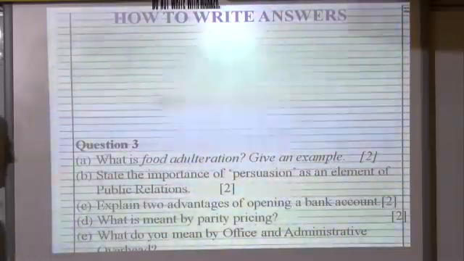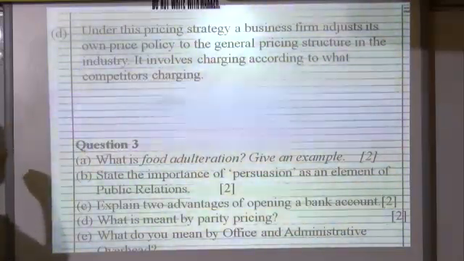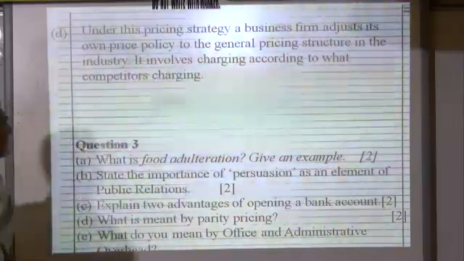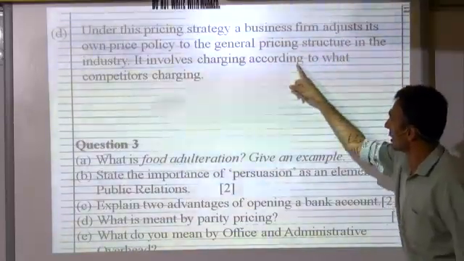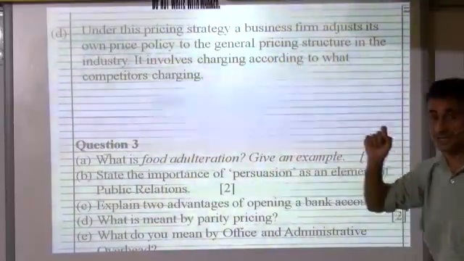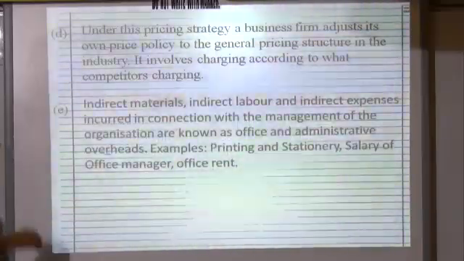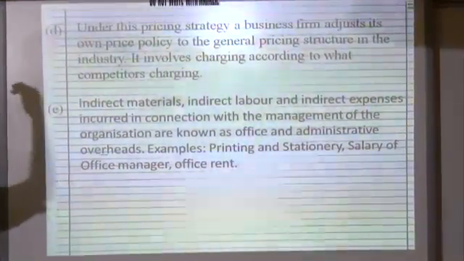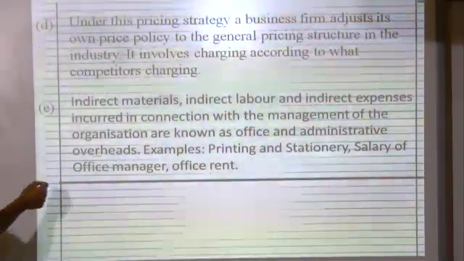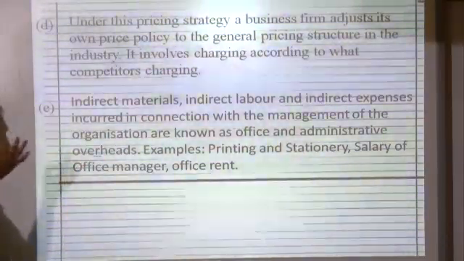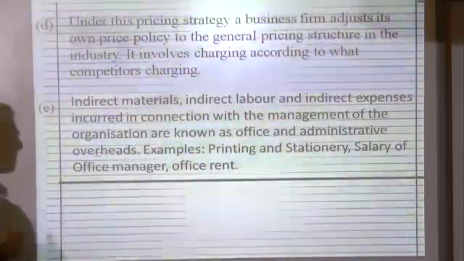Question number D, what is meant by parity pricing? Here again, in the answer to question D, the keywords are used: adjust its own price policy to the general pricing structure, charging according to what competitors are charging, right? These are the keywords. So pay attention to the keywords that you use in your answer. Number E, then you have already answered all the 5 sub-numbers. So after you have finished answering the question, guys, draw a long line to indicate that that particular number has come to an end. Okay? This is the answer to question number 3.